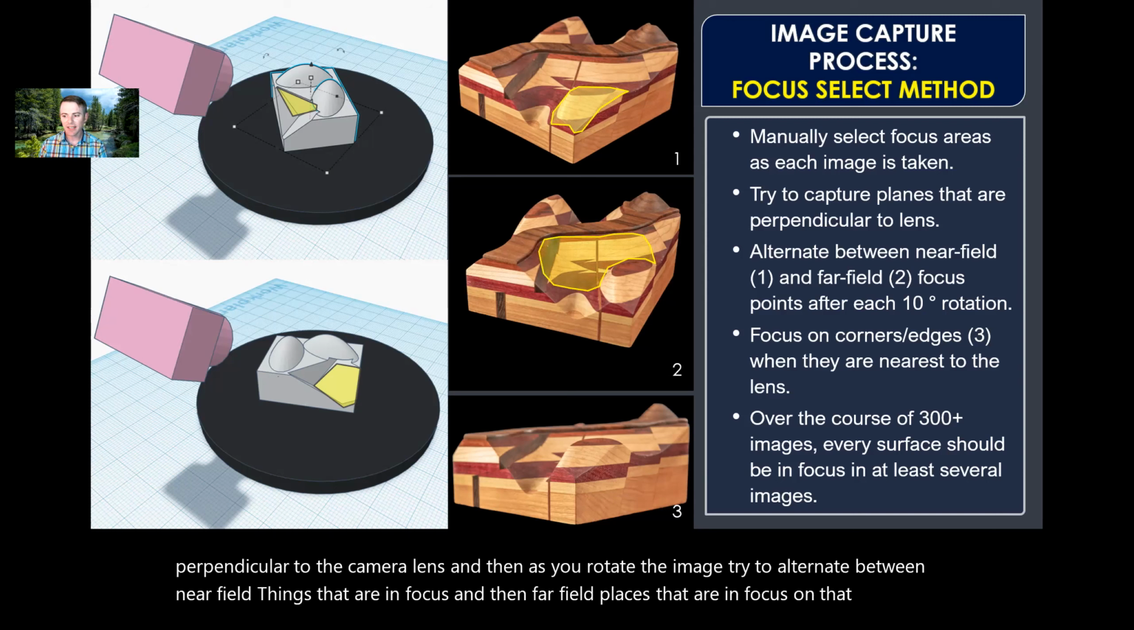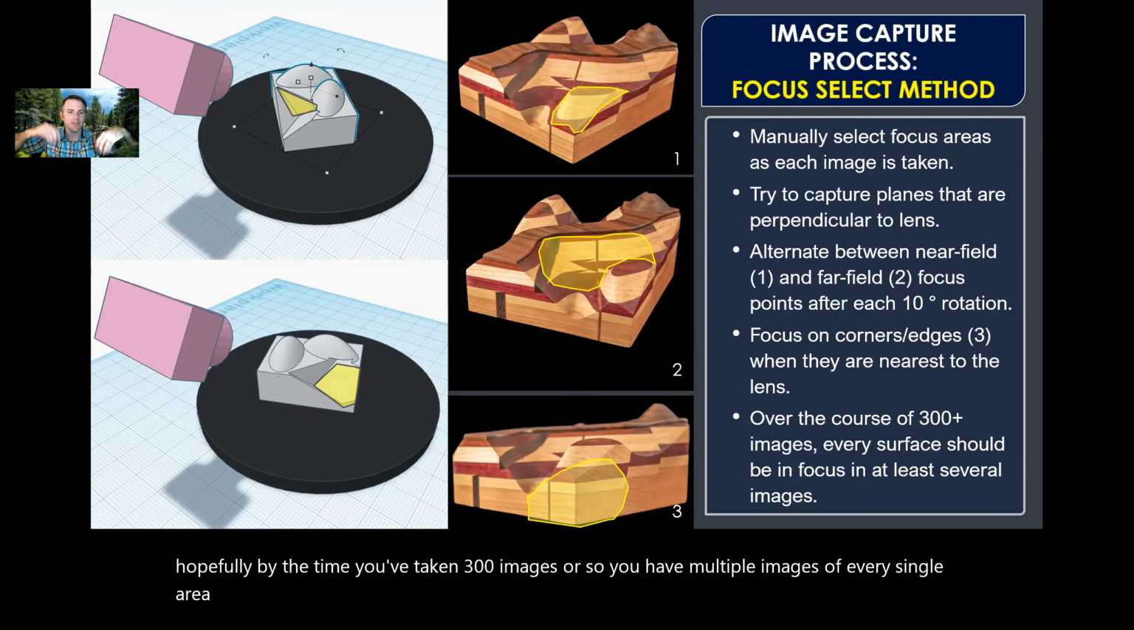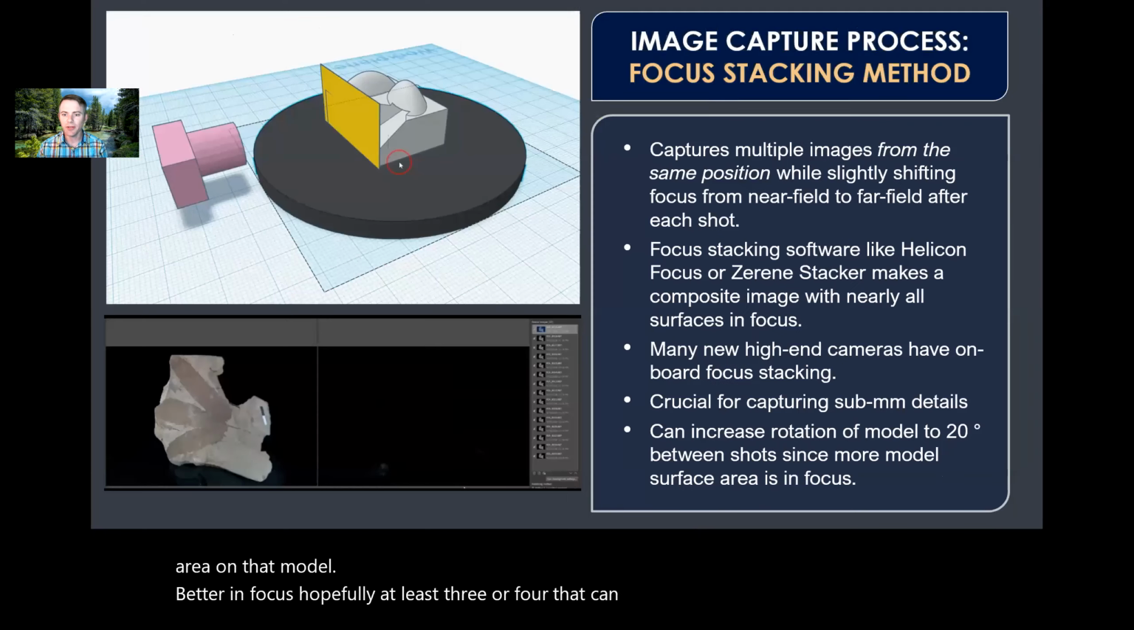And hopefully by the time you've taken 300 images or so, you have multiple images of every single area on that model that are in focus, hopefully at least 3 or 4 that can then be used later on. So that's the focus select.